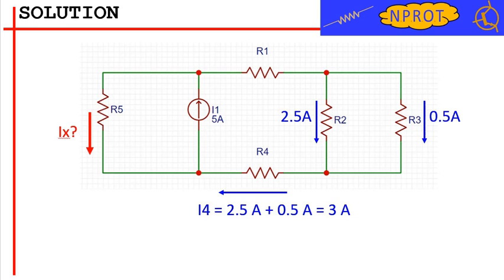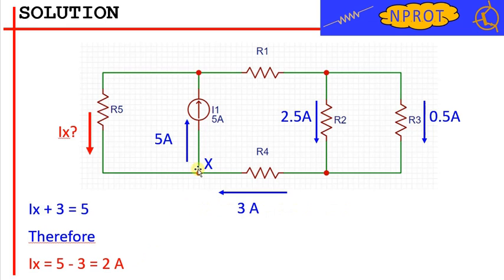Let us now consider node X and apply, in this case too, Kirchhoff's law of currents. In particular, we can note that the incoming currents are represented by Ix, which circulates in R5, and by a current of 3 ampere, which circulates in R4. We then have a single outgoing current equal to the 5 amperes of the current generator.